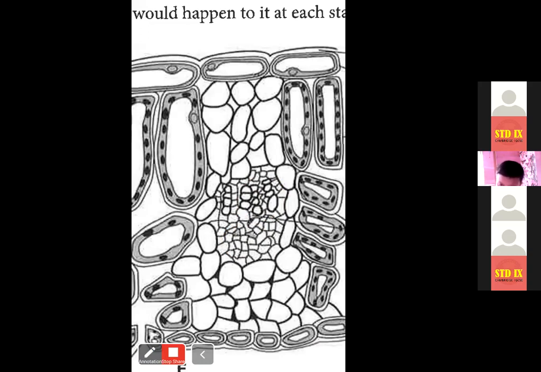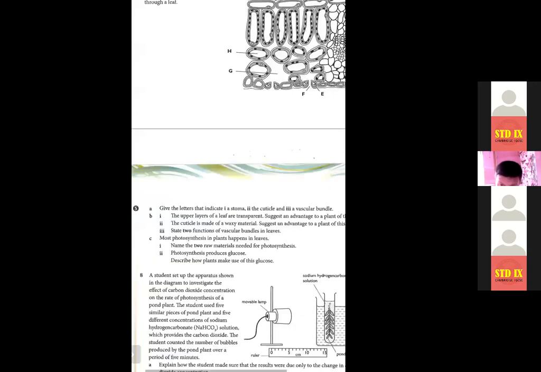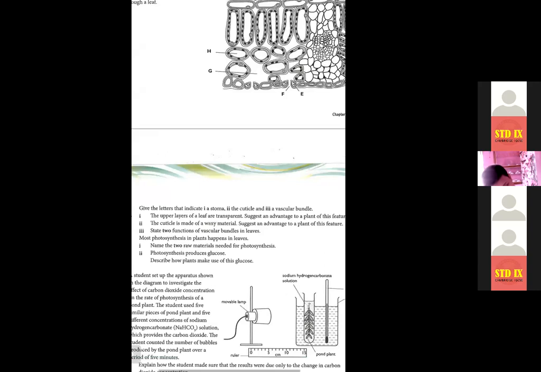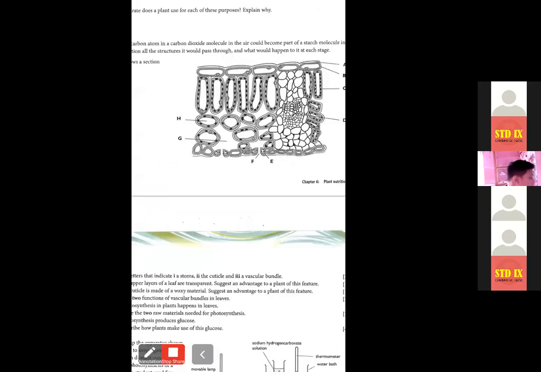Now the next question B: the upper layers of a leaf are transparent. Suggest an advantage to a plant of this feature. The same thing that you have written previously. The upper epidermal layers are transparent, so the sunlight can easily penetrate to the mesophyll layer. We have written the same answer in question number 4B. Yes, the answer will be the same.